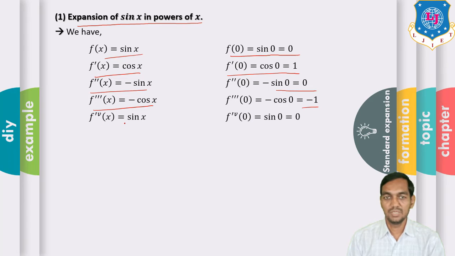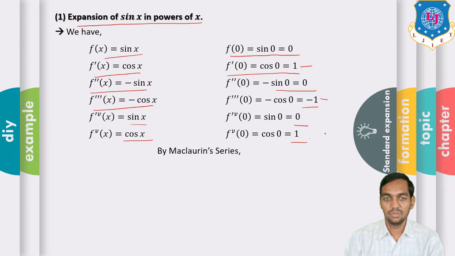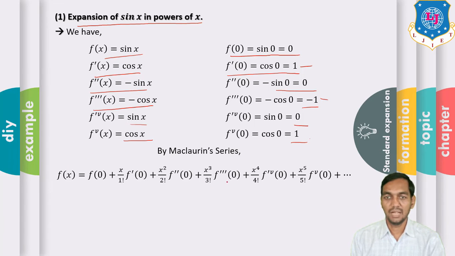In the same manner, f5 will be sine and sine has a value 0. f6 has a value of cos and cos has a value 1. So now here we have 1, 2 and 3 non-zero terms. If you want to go further, then you can find out f7 and so on. So putting these values in the Maclaurin series, f(x) = f(0) + x/1! f'(0) + x^2/2! f''(0) + x^3/3! f'''(0) + x^4/4! f4(0) + x^5/5! f5(0) and so on.